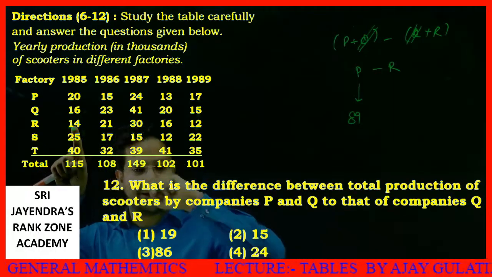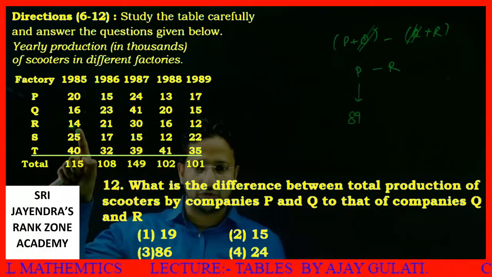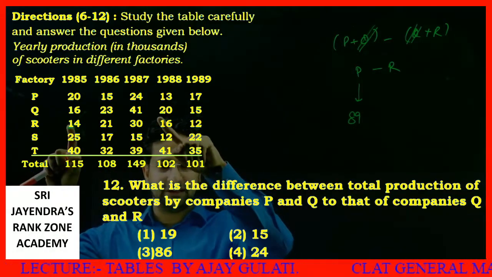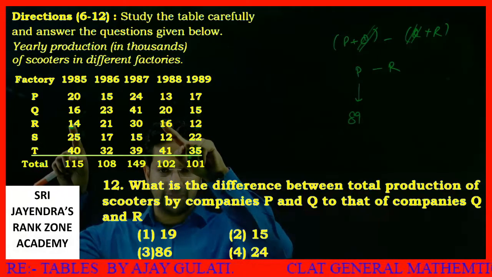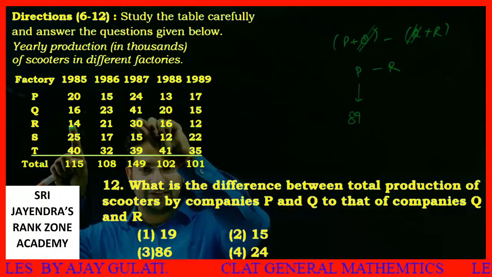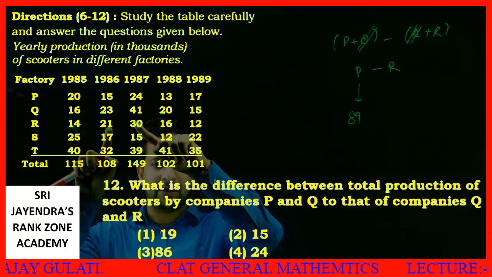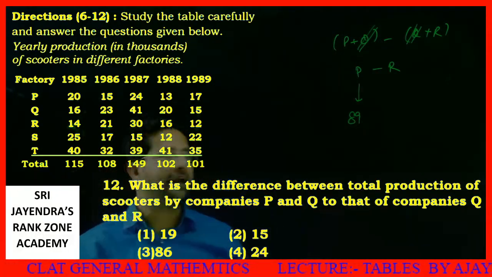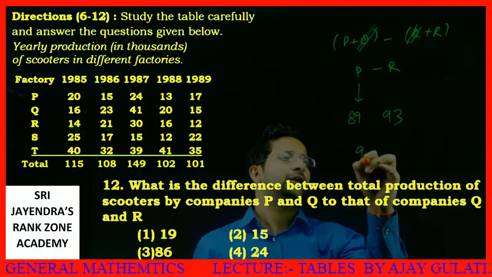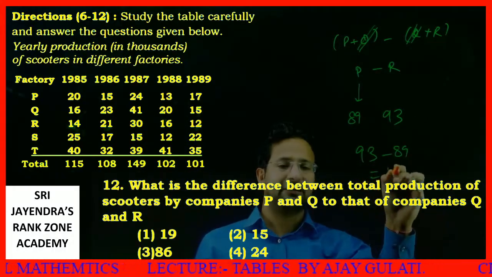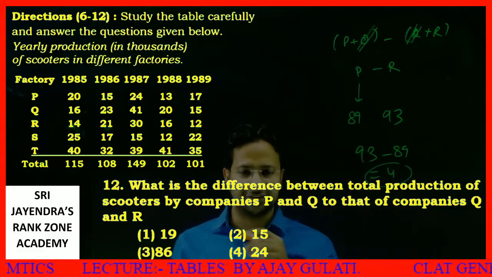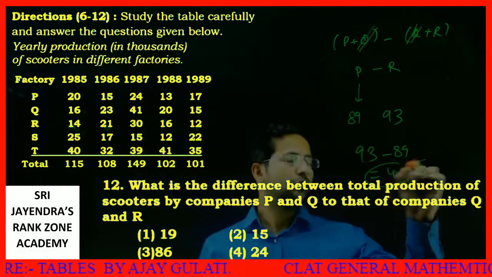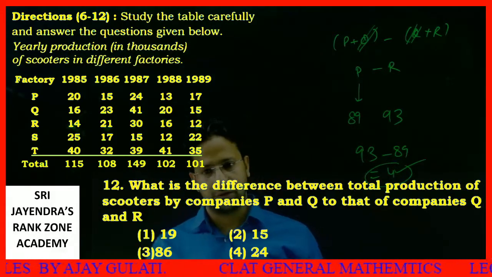Let me recheck it. See, I come again. 14 plus 16 is 30. 30 plus 30, 60. 60 plus 21, 81. 81 plus 12, 93. So the difference comes out to be 93 minus 89. The difference is 4. It doesn't matter if this is an option or not. I think the fourth option has been wrongly typed as 24. It was 4. Your answer comes out to be 4.